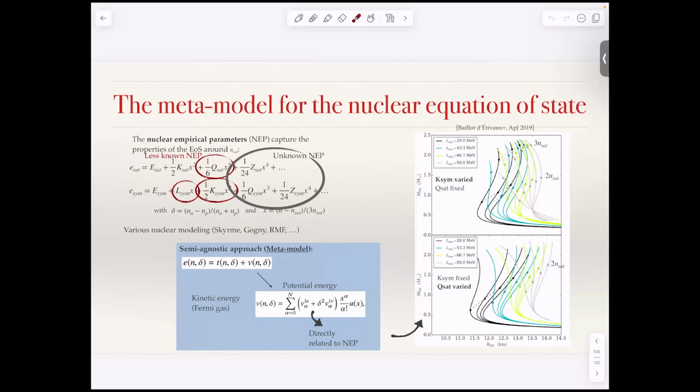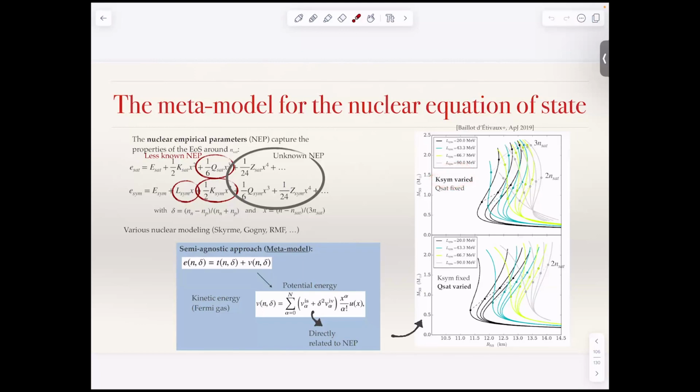Okay, so if you know a radius for two solar masses, you can raise this degeneracy. But if you know the radius for a low mass neutron star, then you see that the uncertainty in the radius is weakly correlated with the parameter that you vary.